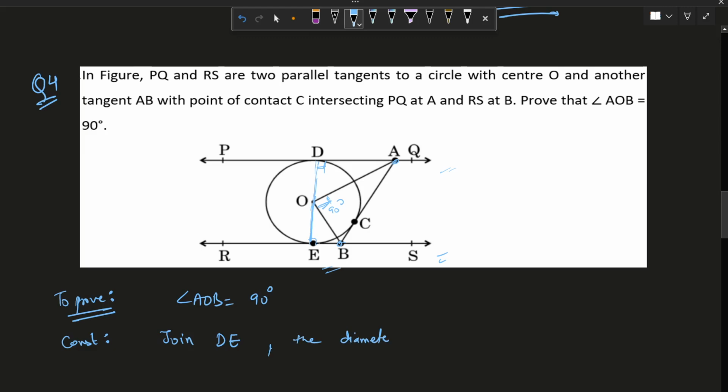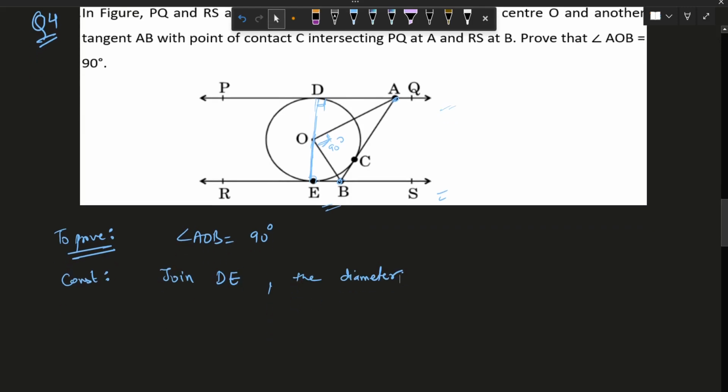Okay. Now, how are we going to proceed with it? Very easy part. What I'll do first, I'll tell you. I know that DOE is a line. Okay. Then one more construction I also write. Let me write join OC. Join OC. You join this and this. Okay. Let's do.